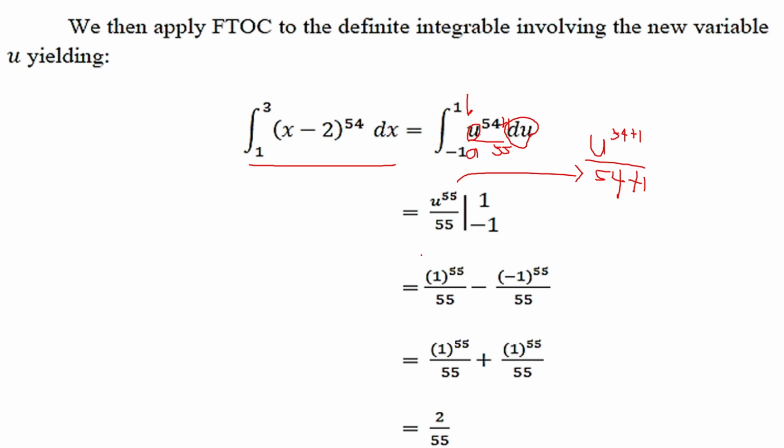So therefore, what will we do next? We will substitute it to the b and a, to the value of f of b minus f of a. So it will be like this. You will substitute: 1 raised to 55 over 55 minus negative 1 raised to 55 over 55. So as you can see, these are both negative, or the minus sign is negative, so we will get plus. And then 1 over 55 plus 1 over 55. The answer is 2 over 55.